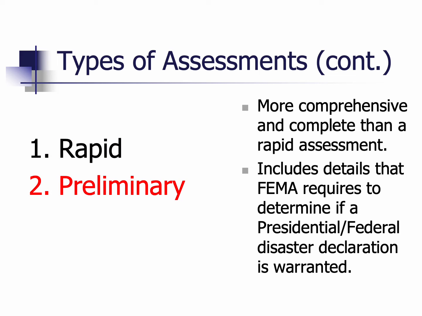The second type of damage assessment is labeled a preliminary damage assessment. This is more detailed and comprehensive than a rapid assessment. It is an assessment that includes a summary of facts about damages to homes, businesses, and public property such as roads, a courthouse, a school, or other government facilities. This type of assessment is necessary since FEMA will want to understand the quantity and possible costs of damages to make a decision about issuing a presidential or federal disaster declaration.